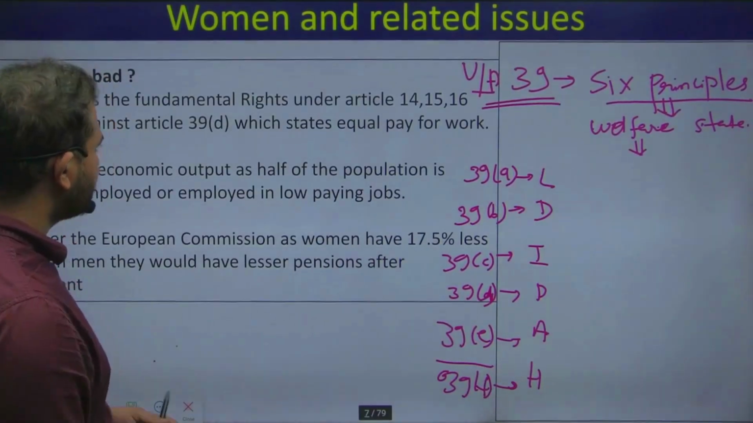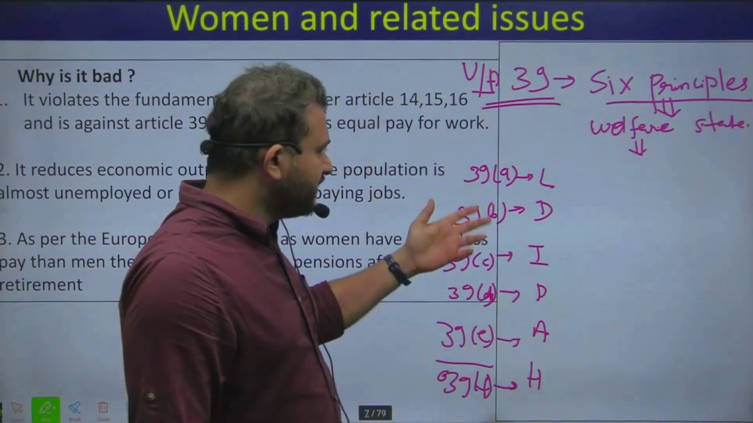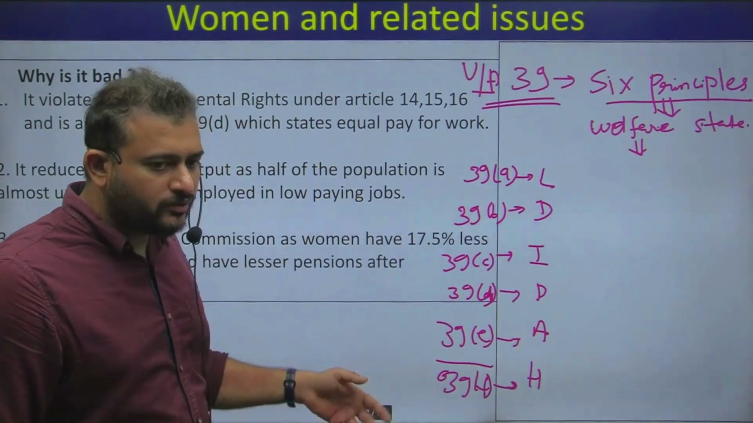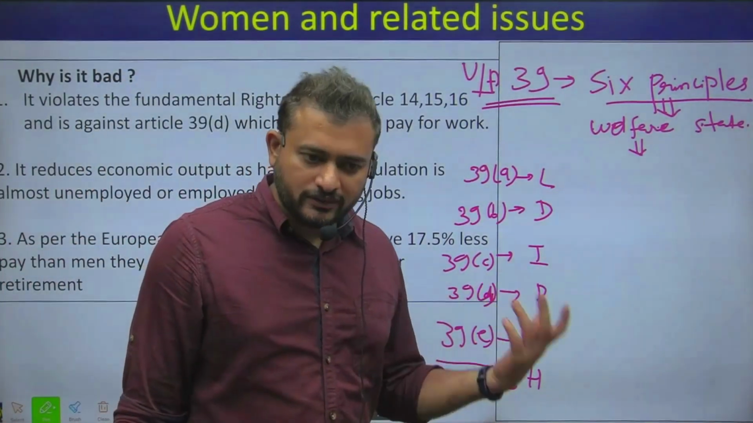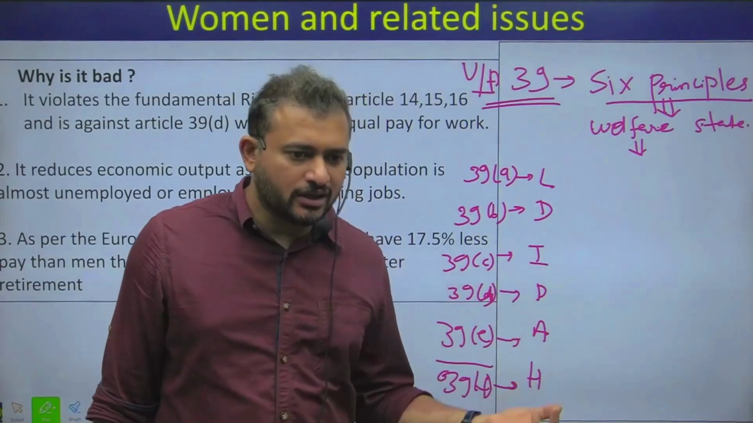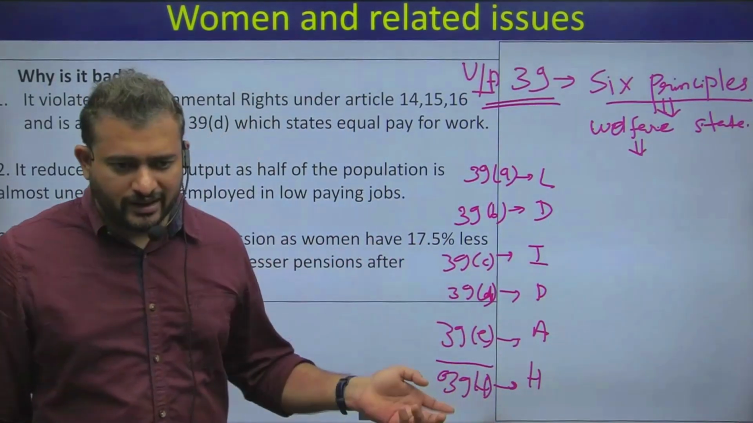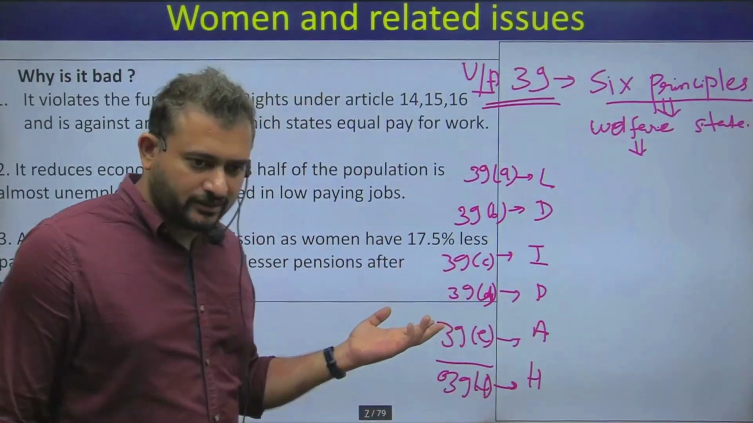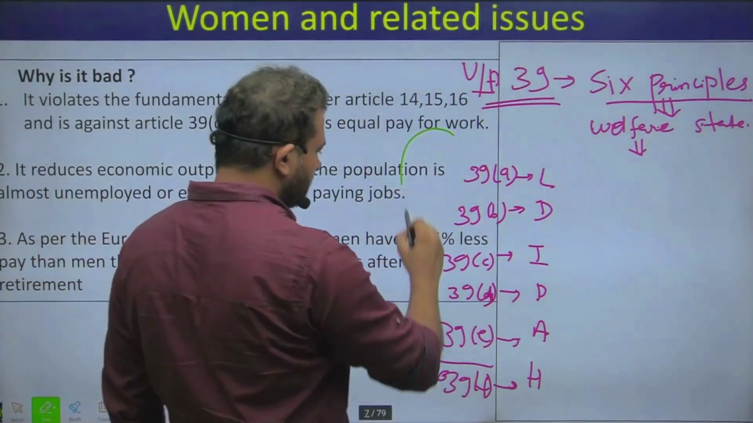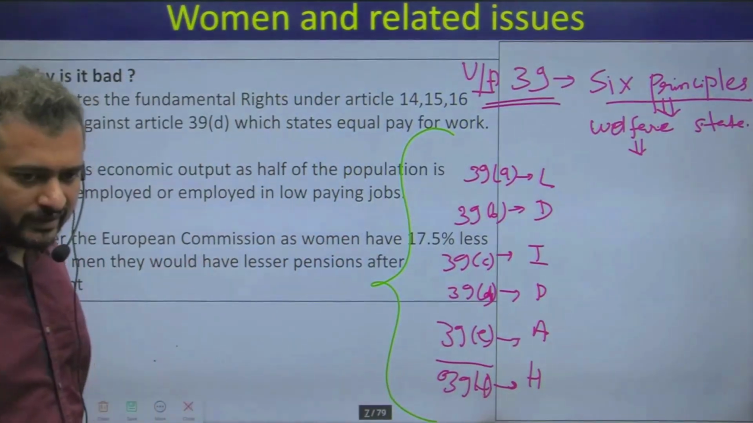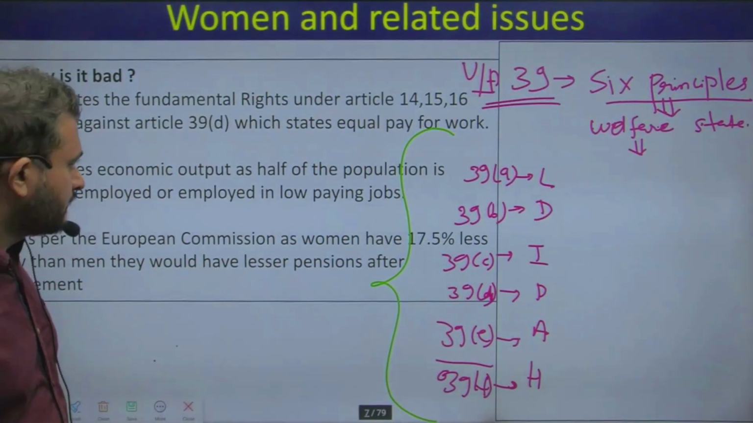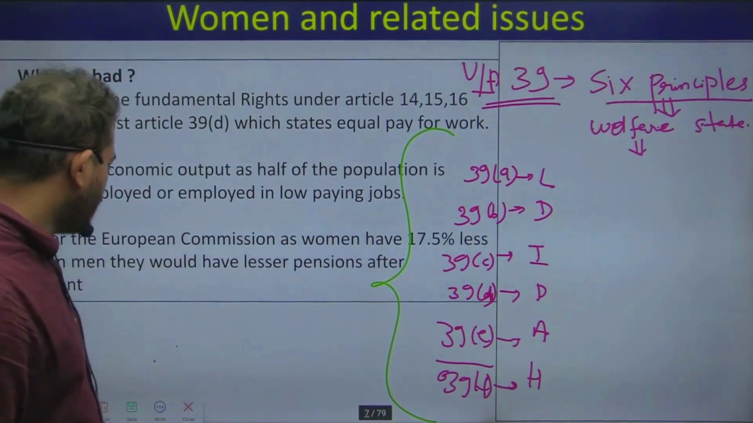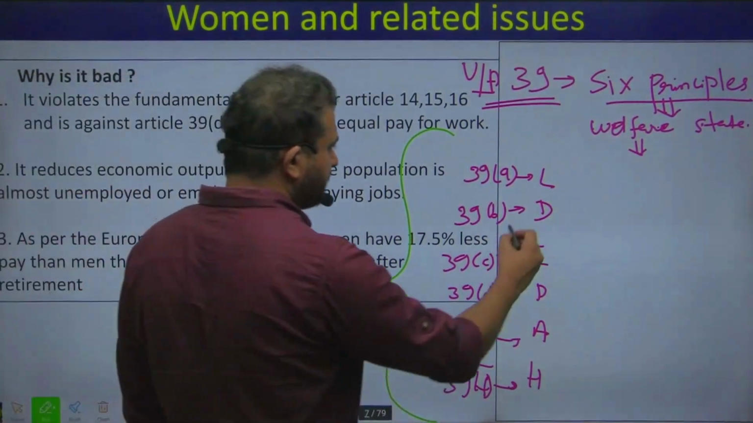I'm telling you these articles because they will be referred to when we talk about women's economic conditions, or the unemployment problem, poverty, hunger. So these articles will be referred to frequently. That's why I'm telling you these articles. Otherwise, this is actually part of politics, Indian polity. So there are six principles, and I have given you a particular mnemonic.